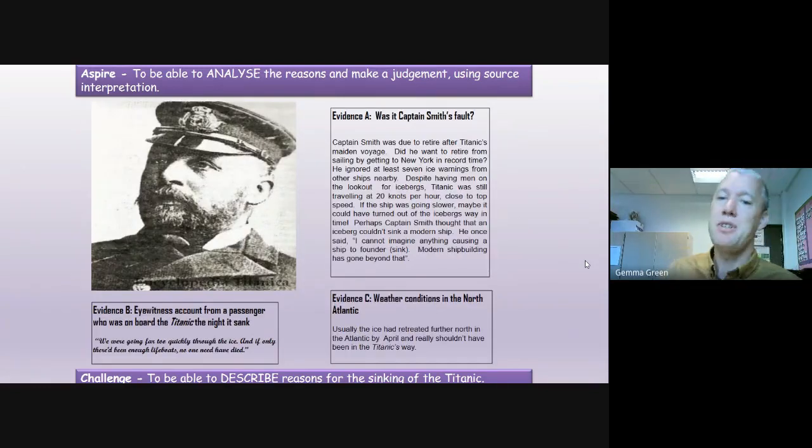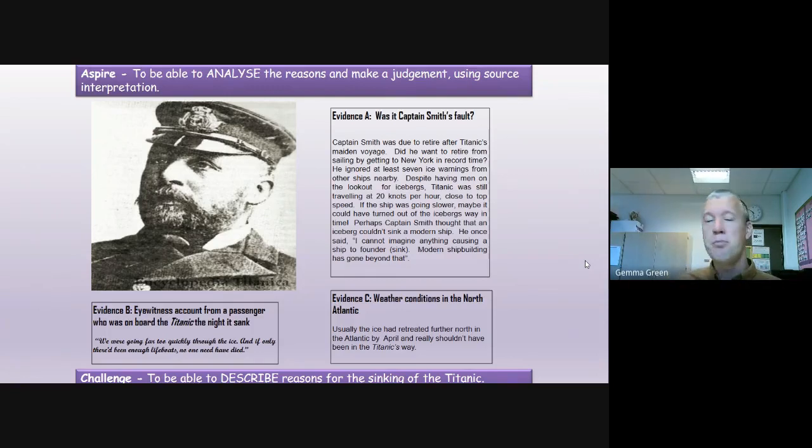So evidence here, Captain Smith. People do blame Captain Smith. I'm going to look at why people thought it was Captain Smith's fault. Captain Smith was due to retire after the Titanic's maiden voyage. So after he'd made this trip to New York and back again, he was due to retire. Did he want to retire from sailing by getting to New York in record time? It was said that he ignored at least 7 ice warnings from other ships nearby.